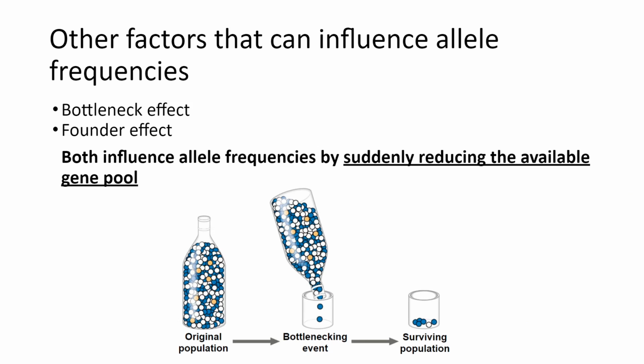There are other factors that can influence allele frequency changes over time as well. Two specific types of selection can occur when available allele frequencies are changed due to sudden reduction in the number of individuals in the population.